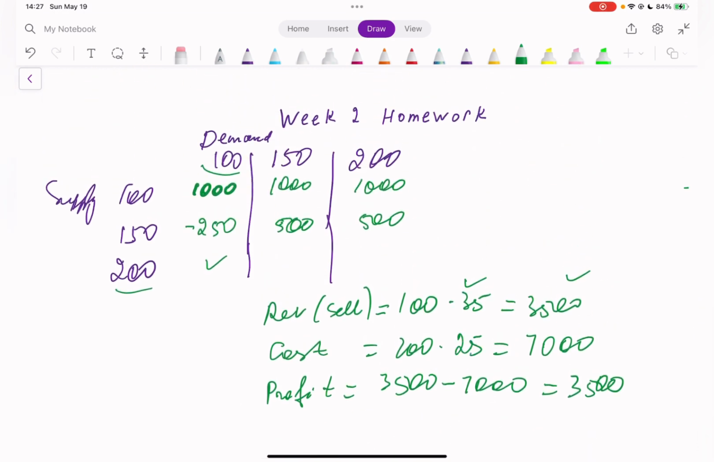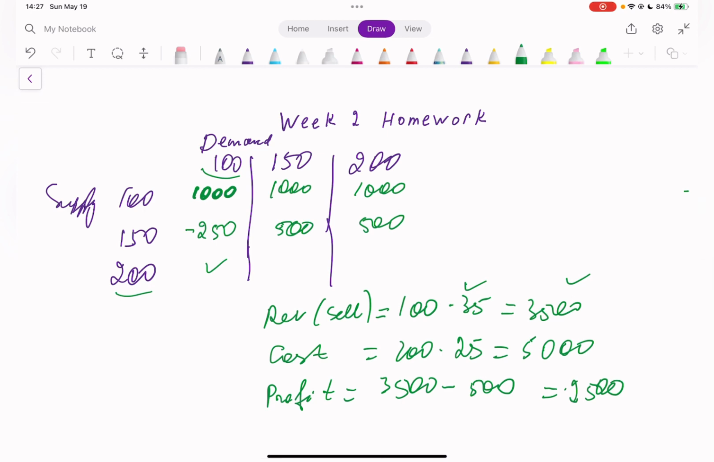So then it's going to be 5,000. So 3,500 minus 5,000 is going to be 2,500. Negative. Yeah, negative 2,500, because we offer more than there is demand.